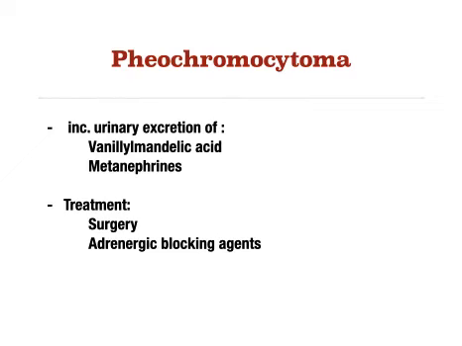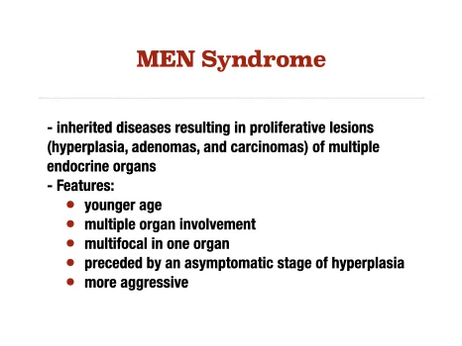Now, for the laboratory diagnosis of pheochromocytoma, this is based on the demonstration of your increased urinary excretion of your free catecholamines and their metabolites, such as your vanillyl mandelic acid and metanephrines. Okay? Isolated benign pheochromocytomas may be treated surgically. You can also give adrenergic blocking agents to suppress the symptom of hypertension.